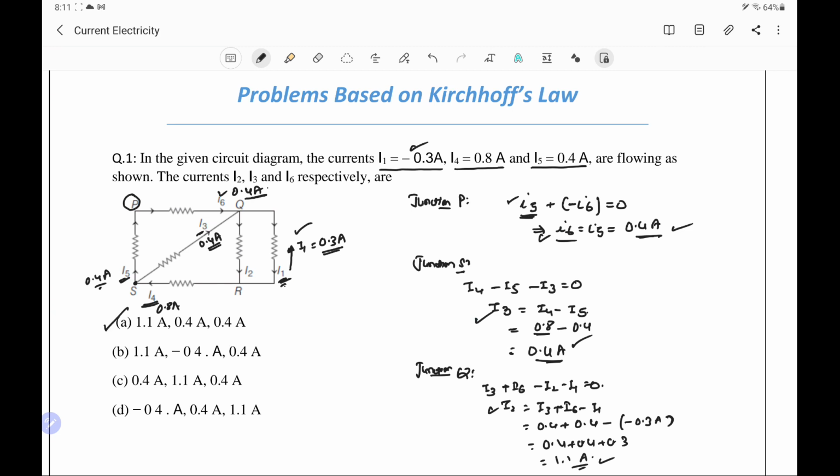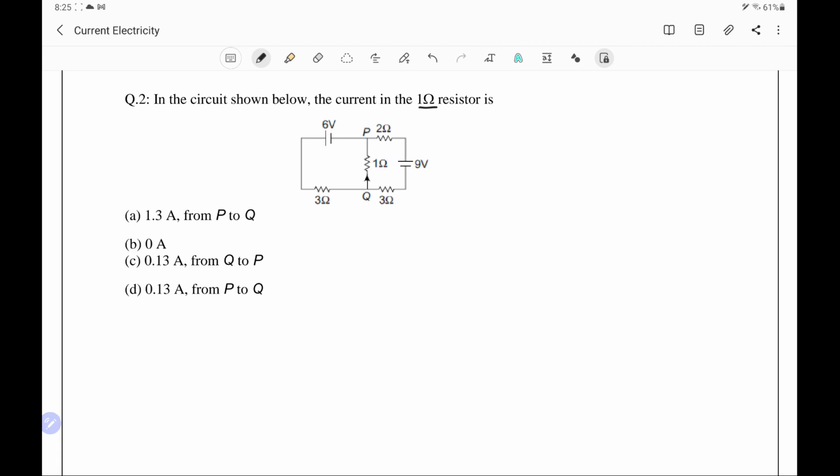In the circuit shown below, we have to find the current in this 1 ohm resistor. We redraw this figure again. This is the point P and suppose the voltage at point P is V. In a series circuit, we can interchange the position of resistor and cell. There is no change in the circuit. So we can draw the figure in this way for more clarity.